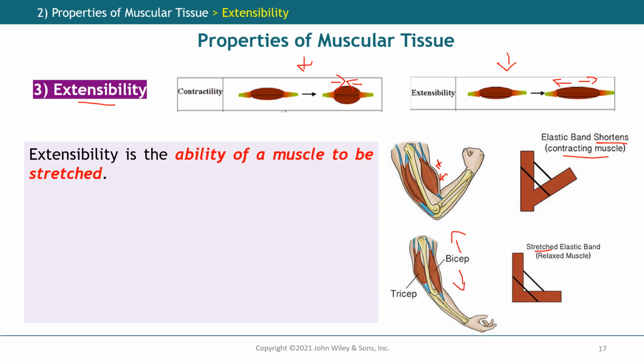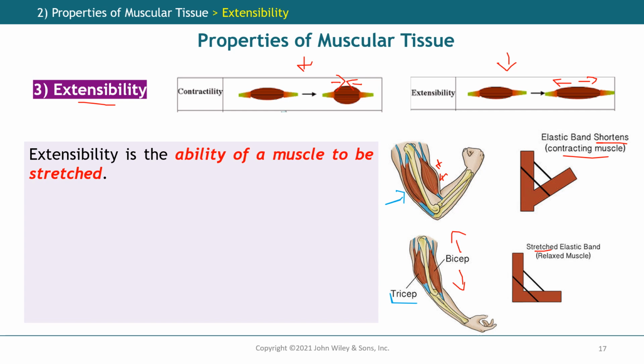Good. So extensibility is the ability of a muscle to be stretched. So I think this is very clear. Now we understand the biceps, the extensibility and the contractility, I want us to go one step forward and try to tell me what happened with the triceps. Here you have the tricep and here you have the tricep. So observe what is happening. And I think you got exactly what is happening.